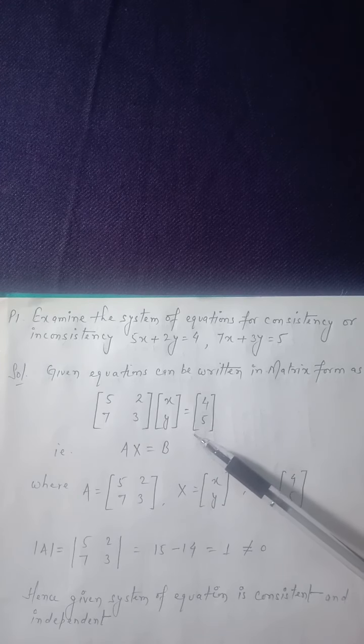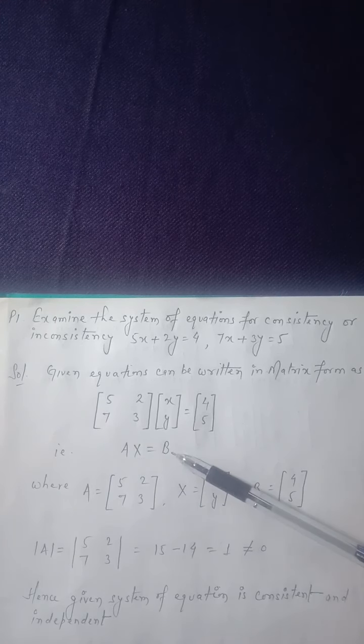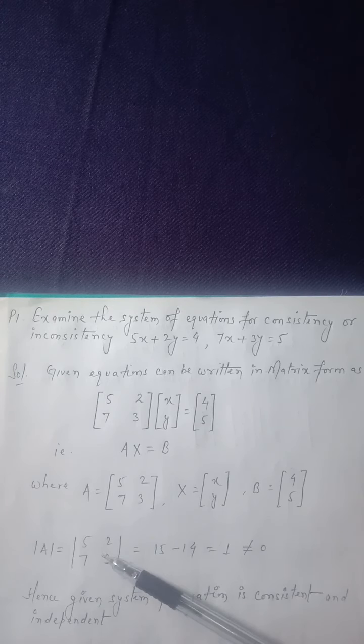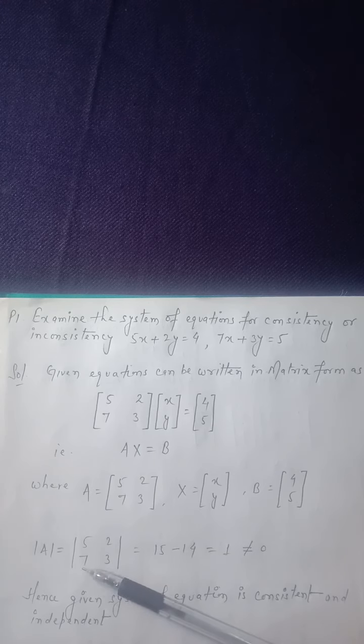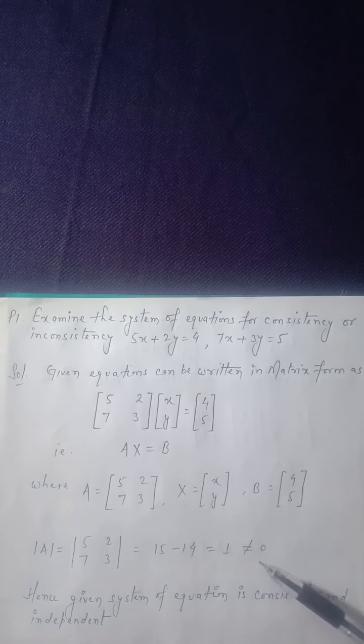The procedure is simple. Always you have to write the matrix equation in the form of Ax = B, where A is the coefficient matrix, X is x, y, and B is 4, 5. So to know whether the system is consistent or not, the first step is to find the determinant of A. So what will be the determinant of A? It will be the determinant of this matrix, which is 5 into 3, which is 15, minus 7 into 2, 14. Finally it is 1, which is non-zero.